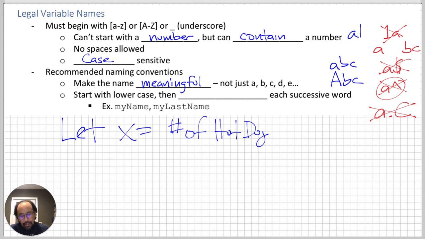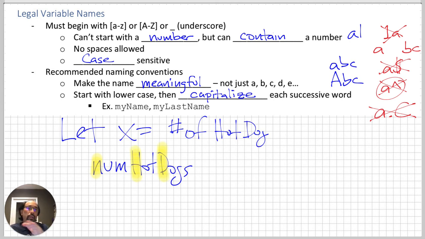So instead, let's do something better. Let's name it in a descriptive way. So num hot dog. So that I could make up a variable that is made up of all these letters that makes it a lot more meaningful as a name, a lot more descriptive. Now we do have another convention where we start with the lowercase, and then each successive word is then capitalized. It just makes it more readable. It's all about creating meaningful, readable variable names.